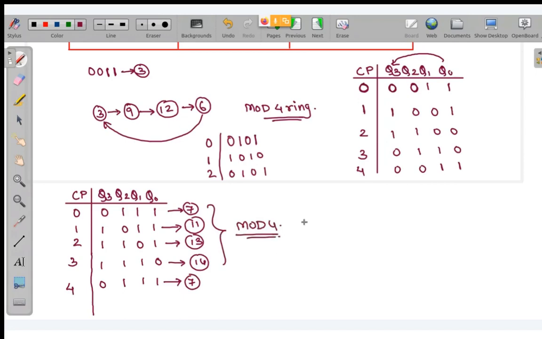So you can initialize the counter from any state, but you will never get more than mod 4 in a 4-bit ring counter. Is this concept clear to you guys? So note it down very quickly, whatever I have said. Noted?